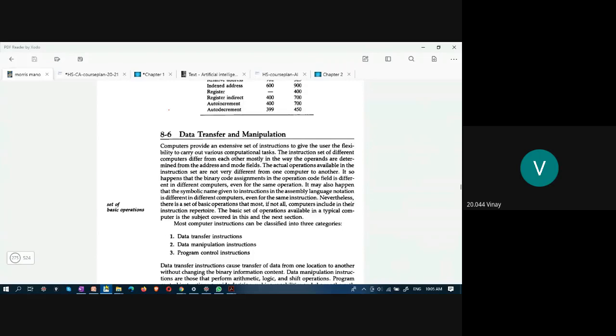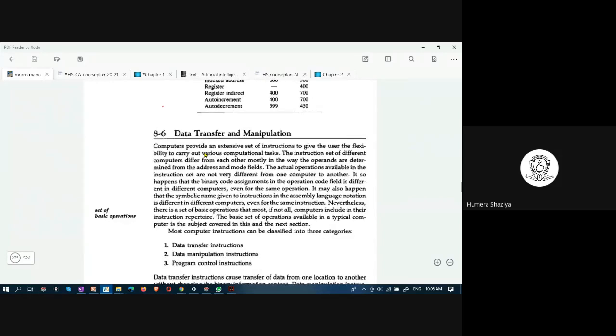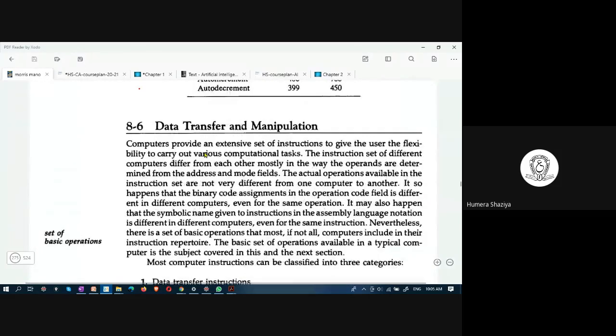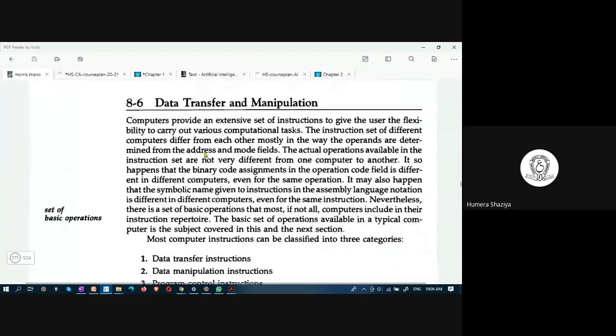Good morning, students. The topic for today's class is data transfer and manipulation. As we already studied, computer provides instructions, and using those instructions, user can make computer system perform actions.